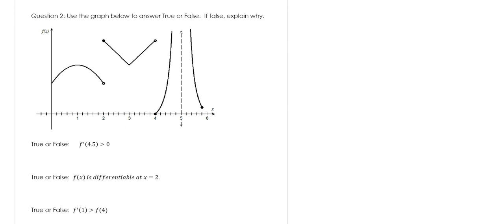Question number 1, true or false. F prime of 4.5 is greater than 0. So basically this is saying that the slope at x equals 4.5 is positive. Okay, so let's take a look at where 4.5 is. Well, here is 4 and here's 5, so 4.5 is probably going to be somewhere over here.